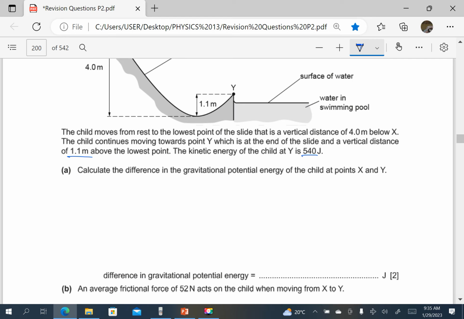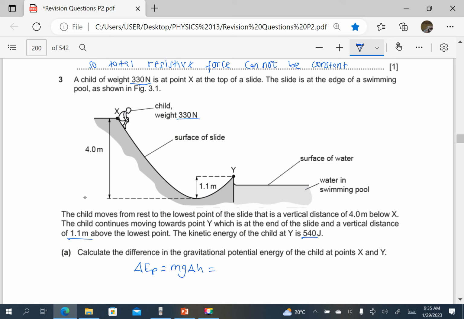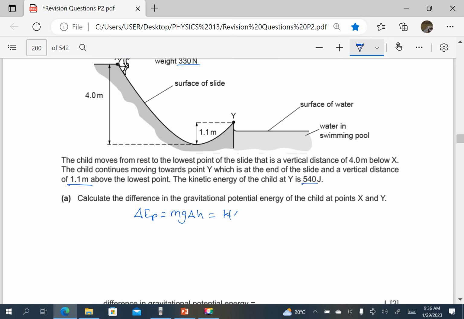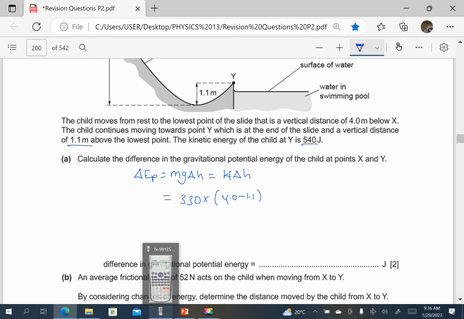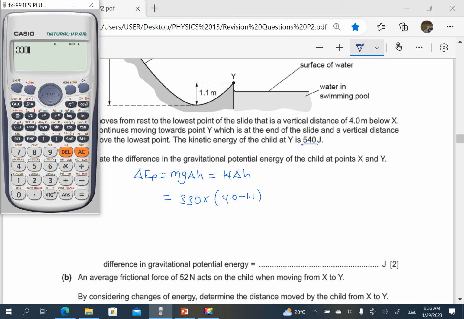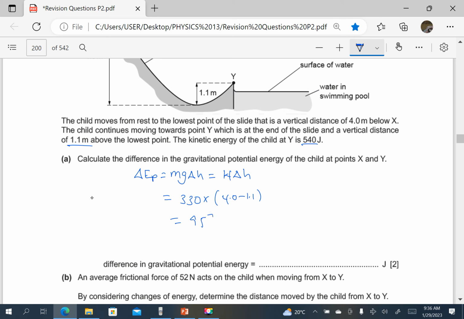Difference in gravitational potential energy. I think that is easy. The change in gravitational potential energy is going to be mg times the change in height h. Of course, mg is weight. They didn't give us mass, they gave us the weight of the child. So this is going to be the weight, which is 330, times the change in the value of h. The difference is 4.0 minus 1.1, which gives us 330 times (4 minus 1.1). So this is giving us 957, which is approximately 960 joules.